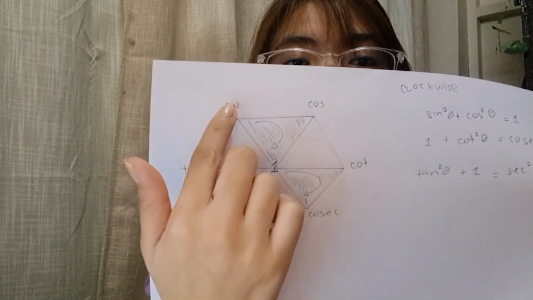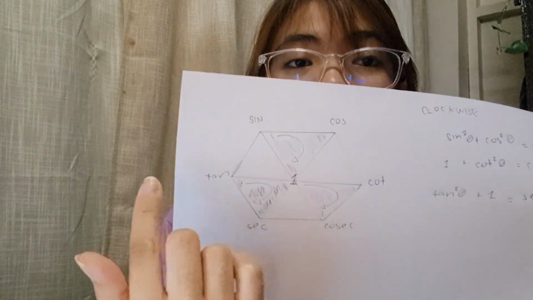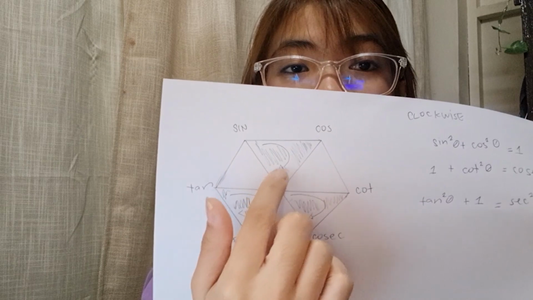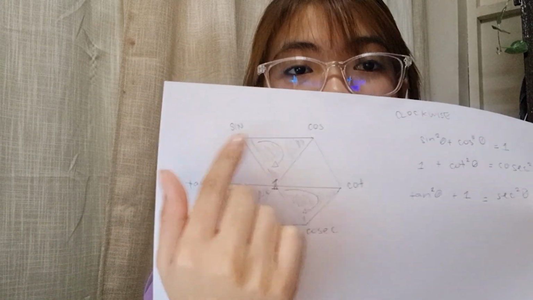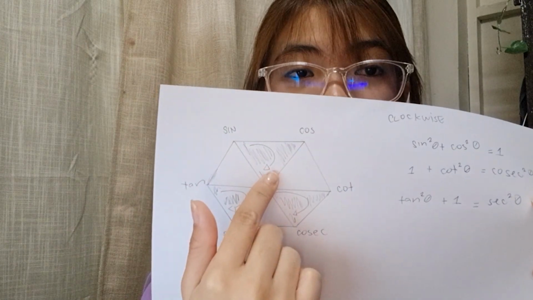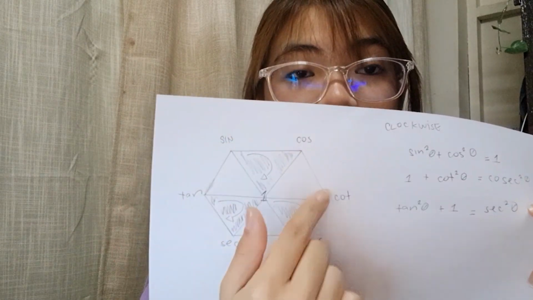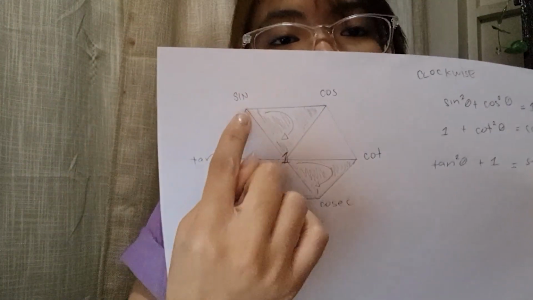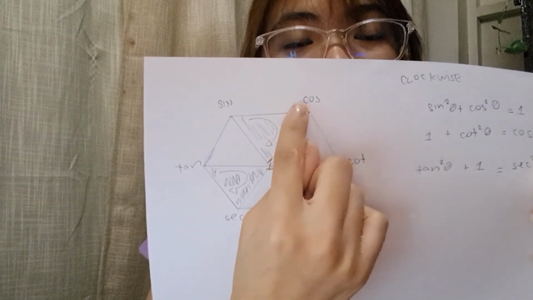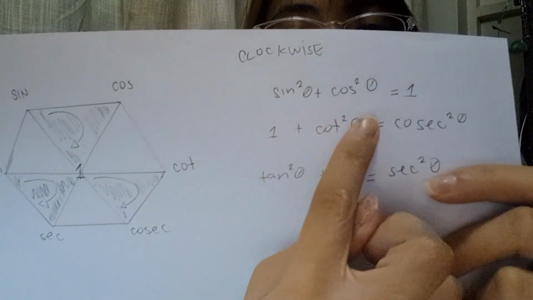For the first one that we can find, as you can see here, we have sin, cos, and 1. Going in a clockwise direction, looking at this arrow, we can get sin squared plus cos squared equals 1. And all of the identities here are squared for our Pythagorean identities. That was one of the identities that we can find. Sin squared theta plus cos squared theta equals 1.